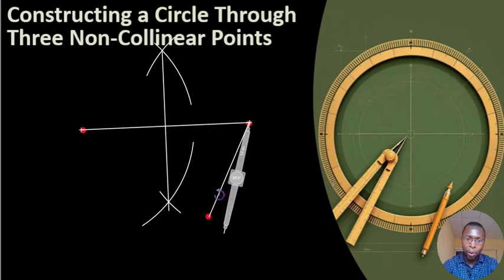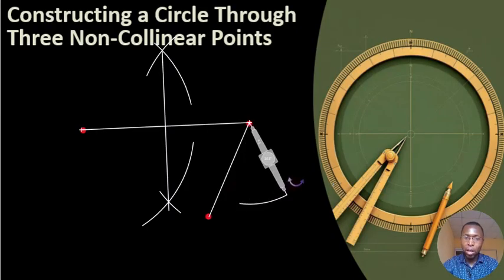Now you can see that the compass is more than that line. So you reduce it to almost more than half of that line. Okay, it should not be below the half, but more than half of this line. Having done that, then you can now swing it a little up and then make an arc. So you make an arc this way.